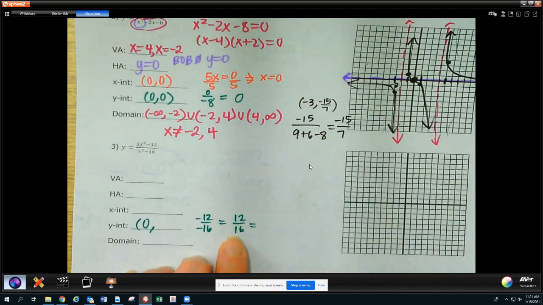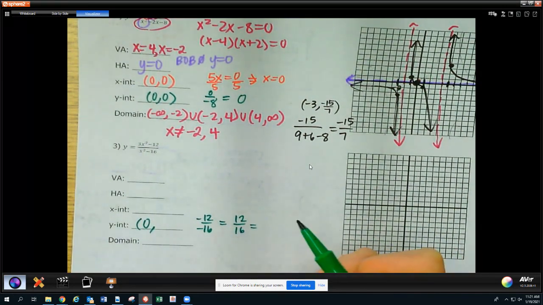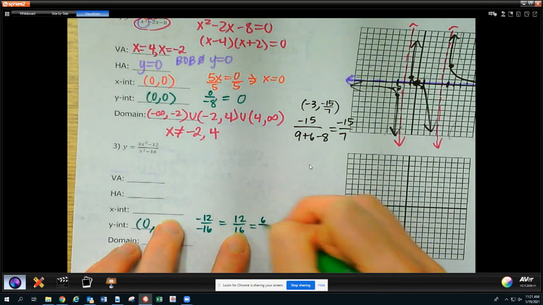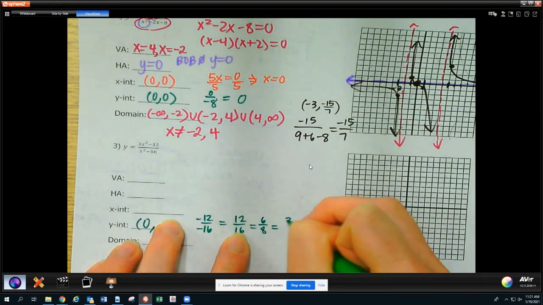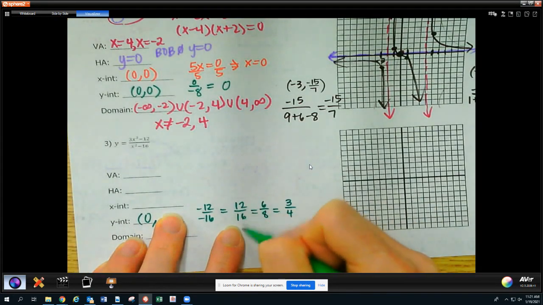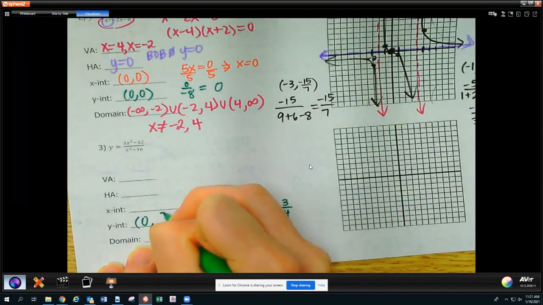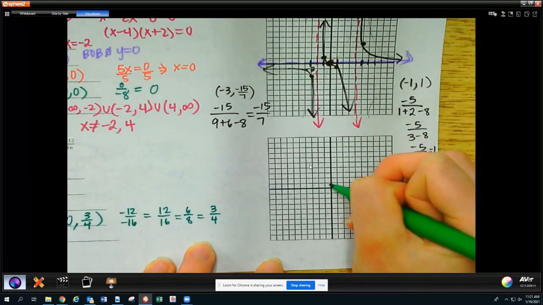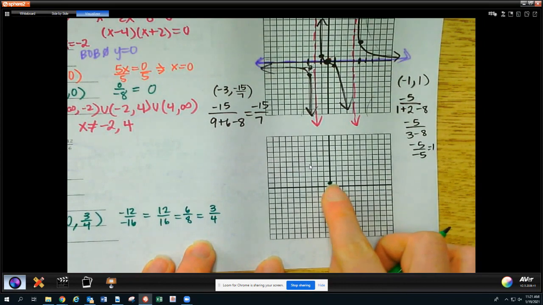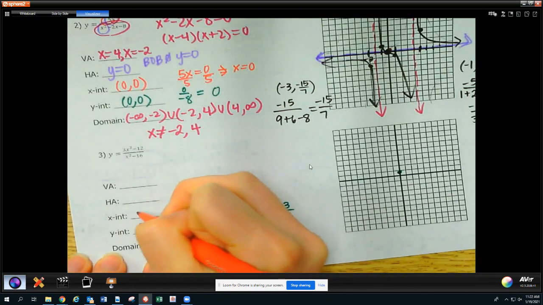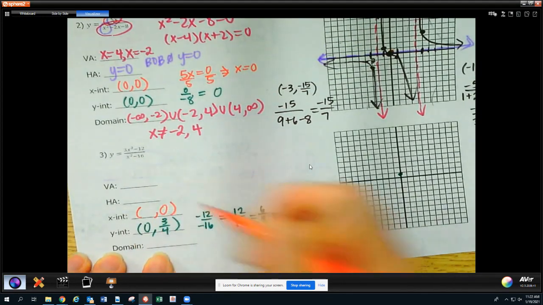Simplify, simplify, simplify. If you put 12/16 on a test, you're going to get that wrong. Those are both even, so I'm going to cut them in half. Still both even. The same as 3/4. You could also just do that right off the bat. Okay, so 0, 3/4, that's smaller than 1, so like right there. There's our y-intercept.